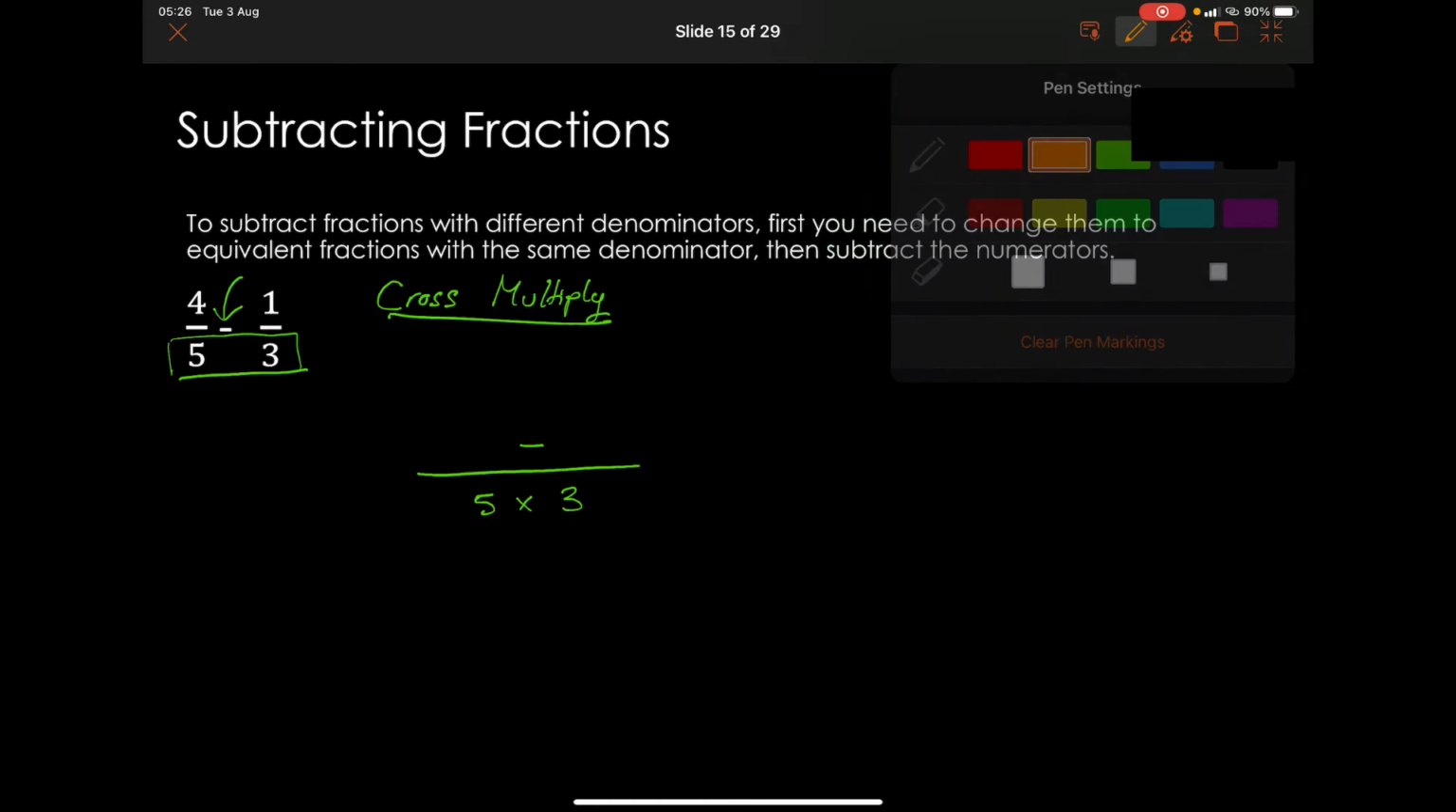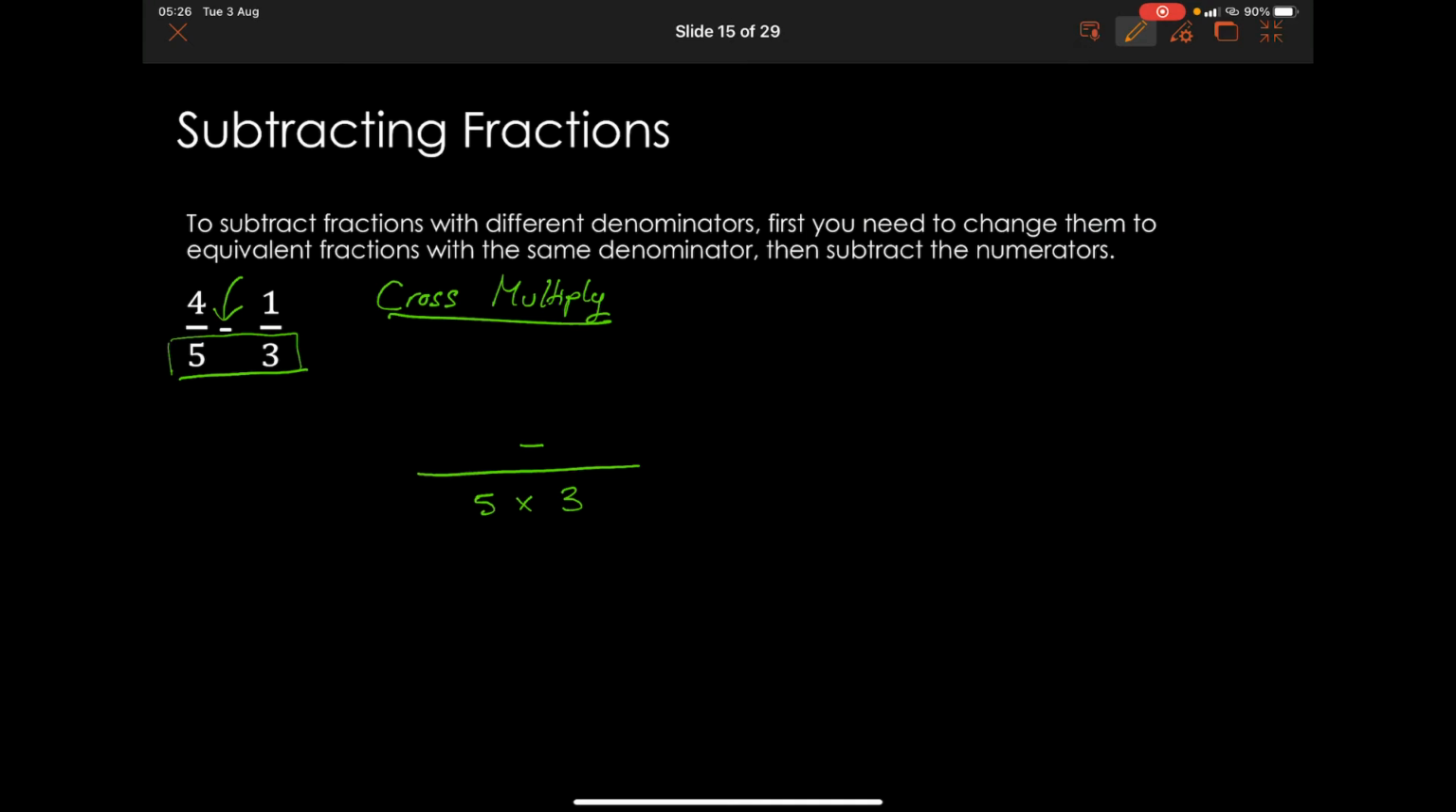And then what we're going to do is the same. We're going to cross multiply. 4 is on this side of the subtract, so 4 goes there, and I'm going to cross multiply it with 3 times by 3. And then 1 is on this side, so that goes there, and I cross multiply it with 5. 1 times 5.